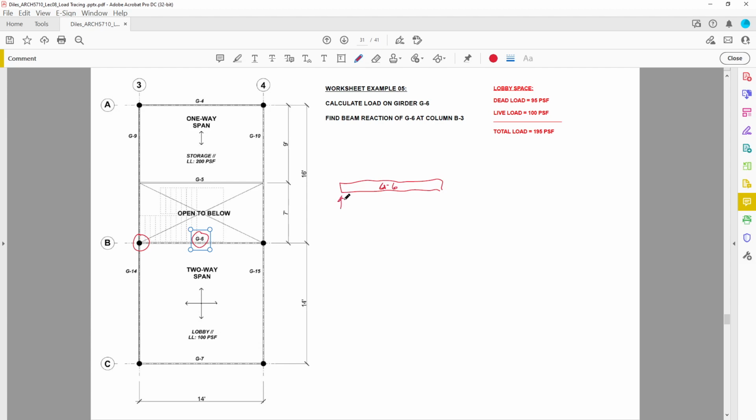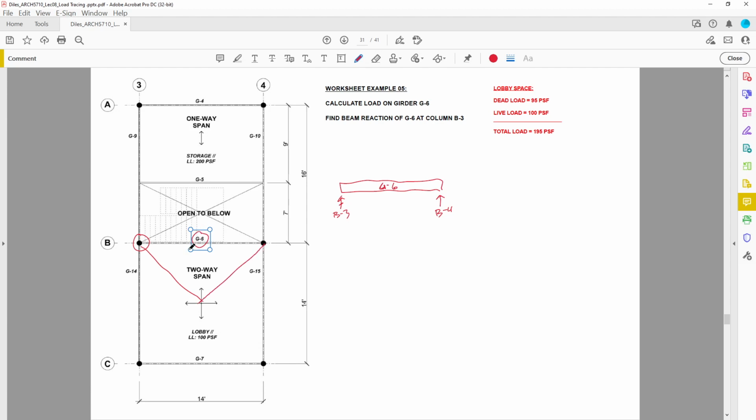Here is B3 on this side. And on this side, we have B4, column B4. There is nothing on the northern side of G6 because we have a stairway there, there's an X, it's open to below, there's no floor, so there's no load. So what we have to deal with here is this two-way span load.